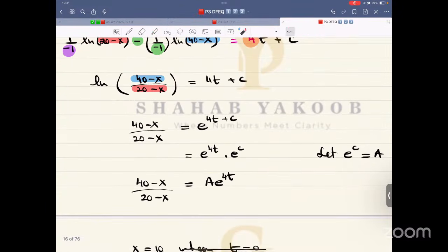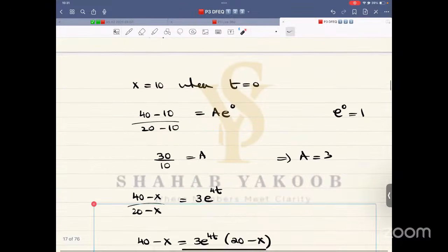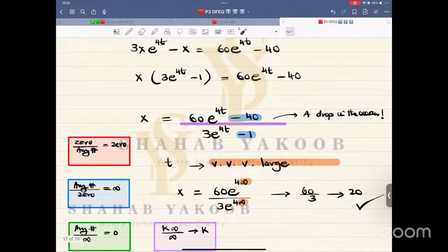And then what do we do? We convert ln to exponential. So ln of something means base e, raised to a power, equals this. e raised to the power of 4t times e raised to the power of c, let e raised to the power of c equal a. So now this is simplified. Plug in the condition x is 10, t is 0. You get a to be 3. And then you get this thing over here. 40 minus x is this much, make x the subject, and you get this thing.